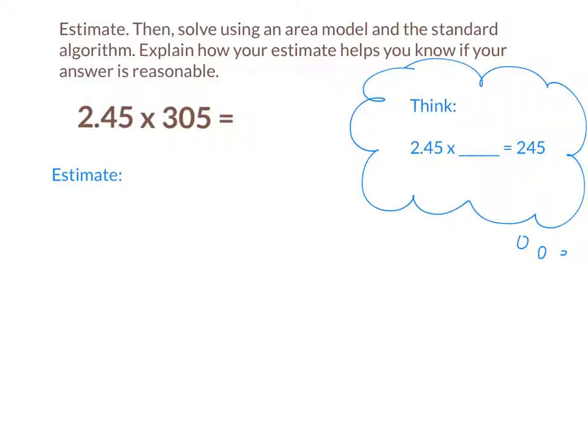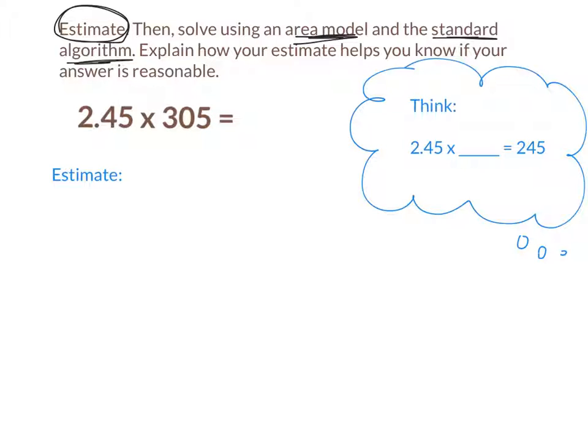So the directions tell us to do a couple things. It says to estimate first, because we know that that's going to help us figure out the zone of our answer. And then it says solve using an area model and the standard algorithm. Okay? So we're going to talk about how we can do that.